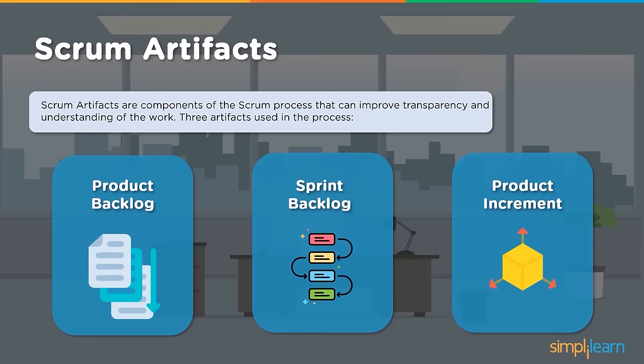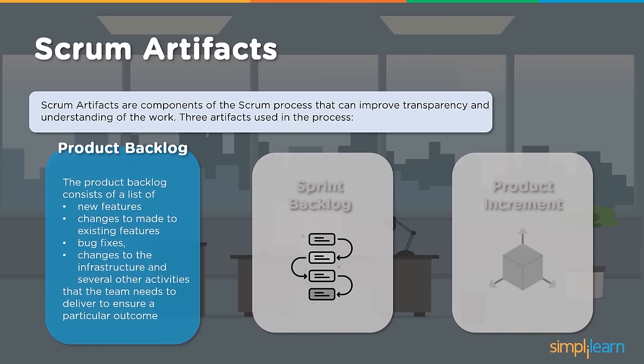So let us see what this is, one by one. When I say product backlog, it consists of a list of new features, changes to be made to existing features, bug fixes, changes to the infrastructure and several other activities that the team needs to deliver to ensure a particular outcome. This list comes with the required features and functionalities that need to be delivered. The prioritization has to happen, in what order, what needs to be delivered. So the product backlog is the full list which needs to be delivered as part of this project.